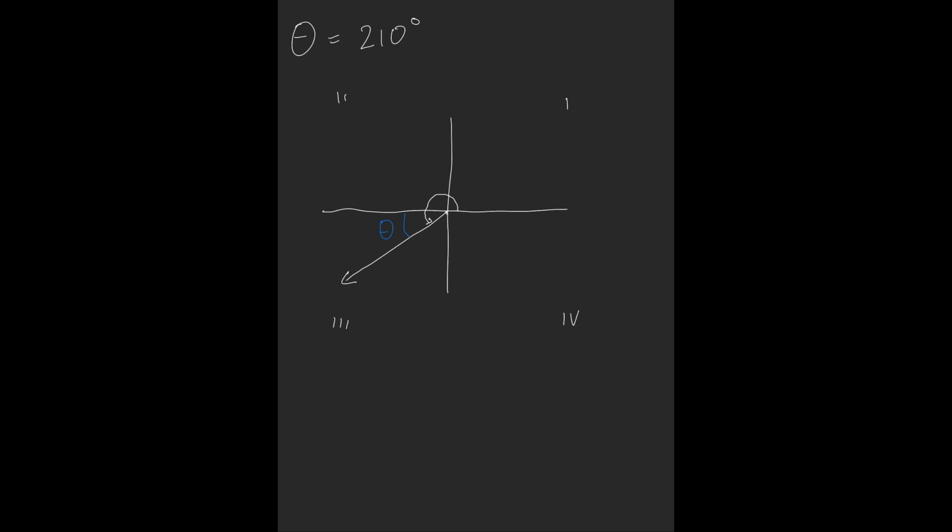Notice that the distance between the terminal arm and the x-axis is pretty much just the extra after you subtract 180 from theta. It's what made it past the 180 degree line. So in this case, our equation to calculate theta would be 210 degrees minus 180 degrees equals theta. And that means we know that theta is 30 degrees.